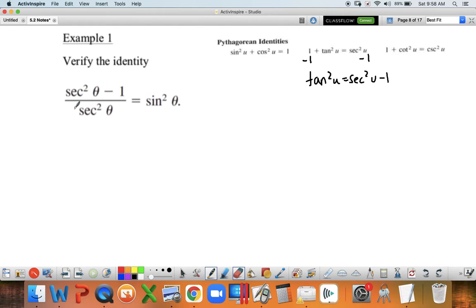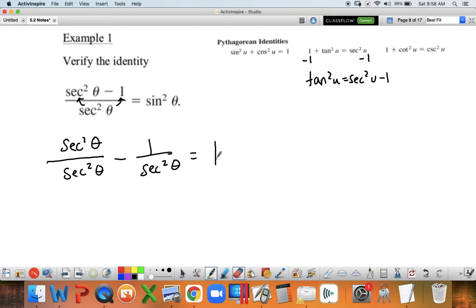I want to start again with the left side because the left side is more complicated, but what I'm going to do, I'm going to break this down into two separate fractions, making sure that secant squared theta is the denominator for both. So I have secant squared theta over secant squared theta minus 1 over secant squared theta. Well, secant squared theta over secant squared theta, that's just 1, right? That's just a fraction with the number 1. And 1 over secant squared theta, well, that's cosine squared theta.